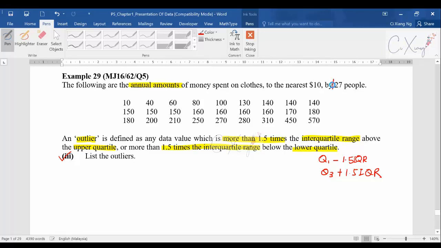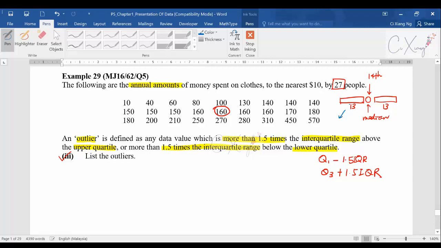Again, you have 27 people. The first part of the data has 13, and the second part also has 13. 13 plus 13 is 26, therefore the median will be the 14th value. So this is the median. You count: I think the first row has 9, so 9, 10, 11, 12, 13, 14. That means this 14th value itself is the median. But to me, the median is not important here. I want to know Q1 and Q3.